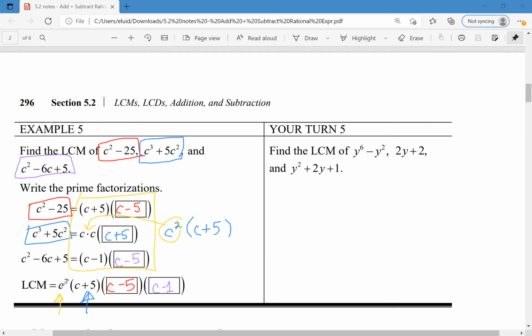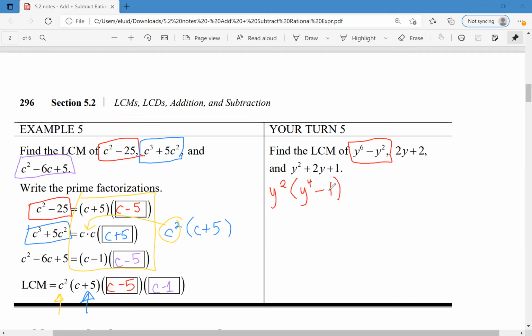All right, let's do the your turn. Your turn number 5. Find the LCM of y to the 6 minus y squared, 2y plus 2, and y squared plus 2y plus 1. Okay, let's start with the first one, y to the 6 minus y squared. We can factor out a y squared there, and we'll be left with y to the 4th minus 1.